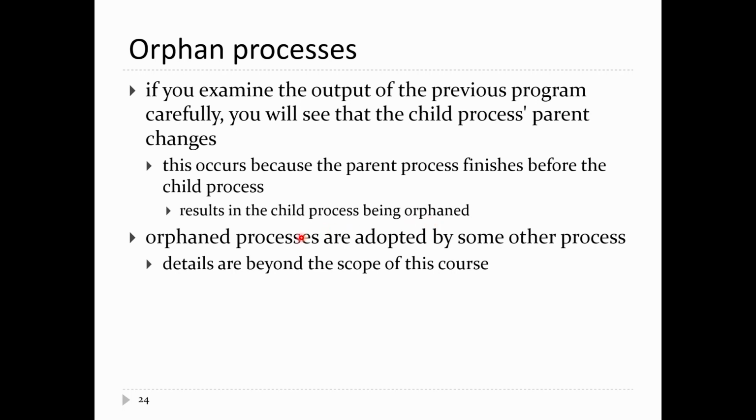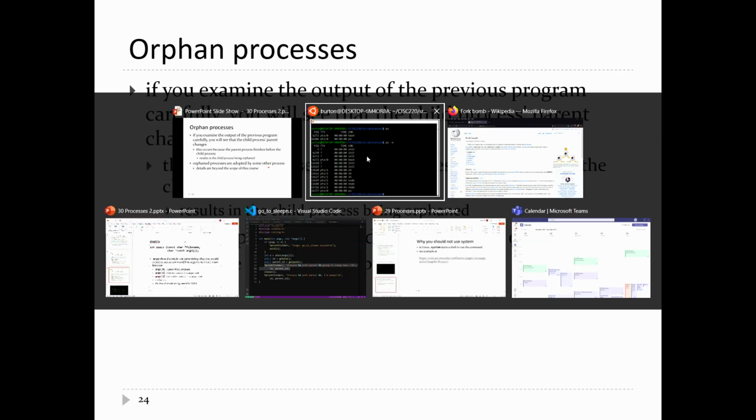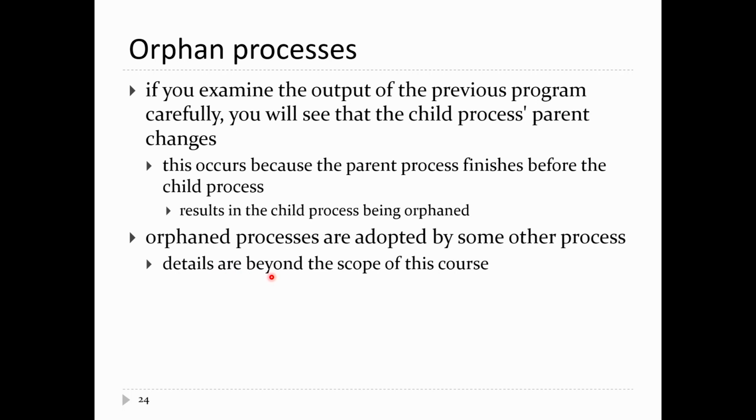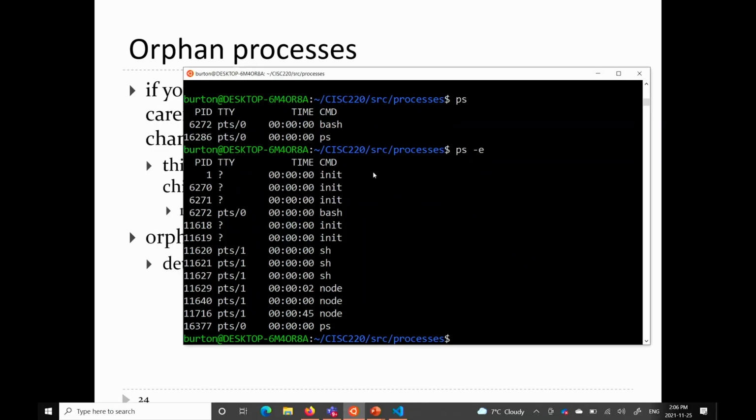So the way this works in Linux is that an orphaned process becomes adopted by some other process. In this case, it got adopted by that init process right here. Now, exactly how this works is way beyond the scope of this course. It's beyond the scope of the next course, too. It used to be the case that when you orphan a process, process 1 would end up adopting it. That used to be the way Linux worked, but that's not the way it works anymore.